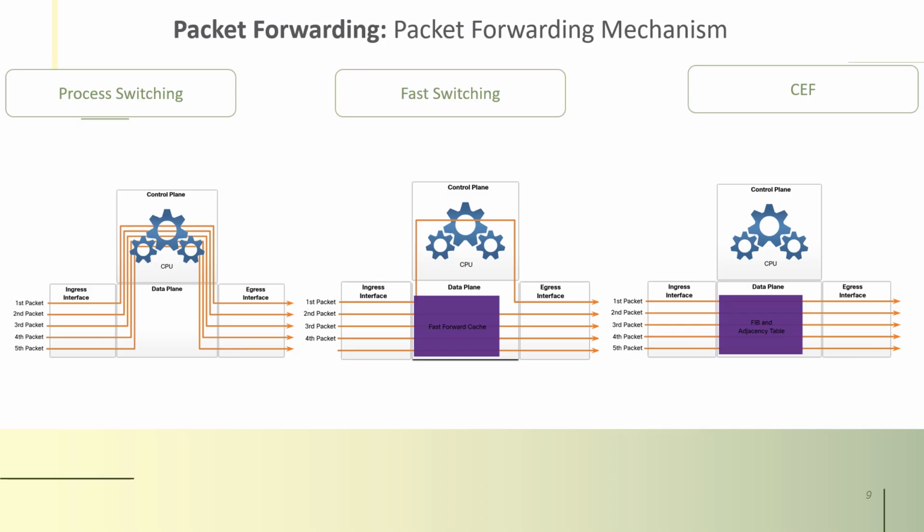Cisco Express Forwarding is the fastest forwarding mechanism and the default on Cisco routers and multilayer switches. It builds the forwarding information base and adjacency table after the network has converged. All 5 packets are quickly processed in the data plane.